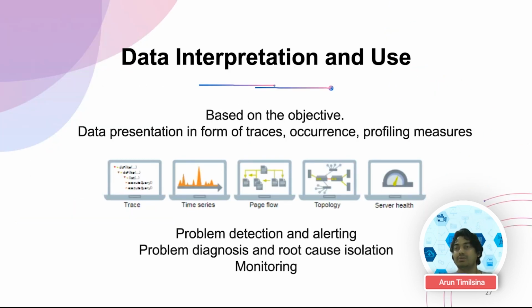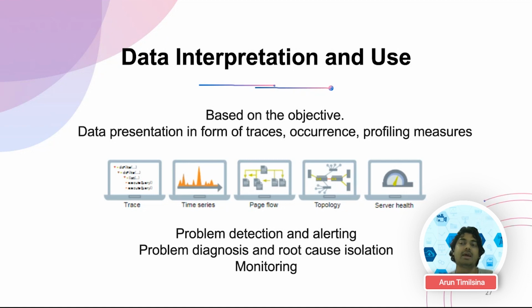After we collect that data, we have to get some valuable feedback from it. How can that be done? We have to present the data in the form of traces, occurrences, and profiling measures. In terms of traces, it can be the number of times a method has been called, the time taken by that method, the number of objects created by that method, and which objects were destroyed after a certain method was completed. So we can generate trace related information accordingly.